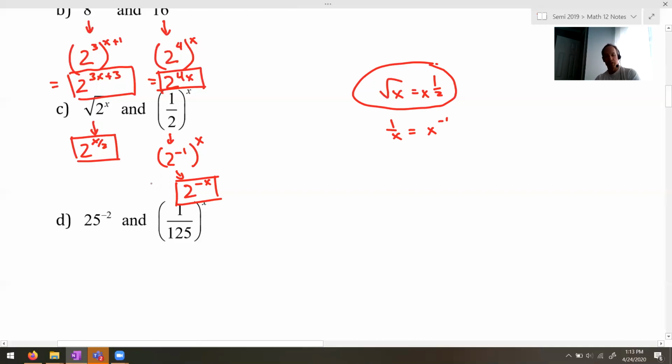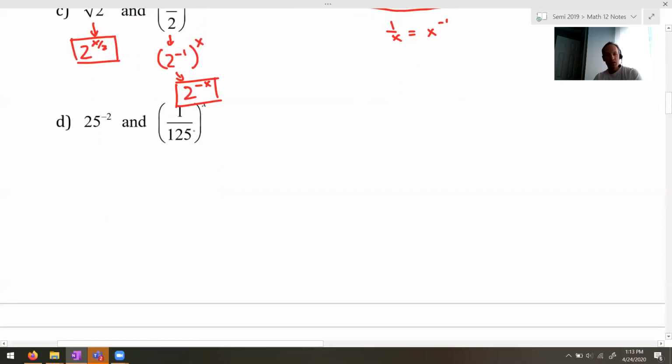So now they have the same base, and I could equate the exponents if I was solving that. Okay, this one here, similar situation.